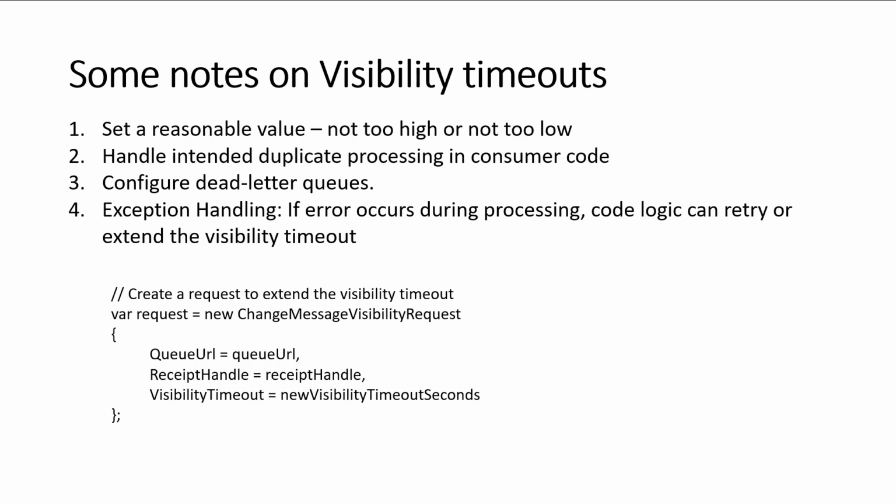We've already talked about configuring dead letter queues. You can reference my older video for that. And finally, you should have thorough exception handling. If an error occurs during the processing, the code logic can retry or extend the visibility timeout, and I've provided a small code snippet here. If you want to pause the video here for a quick look, you can do that.